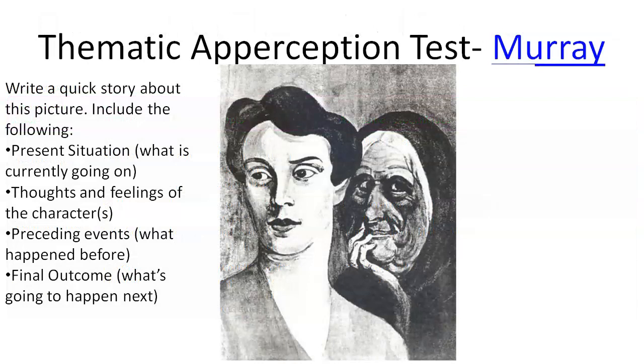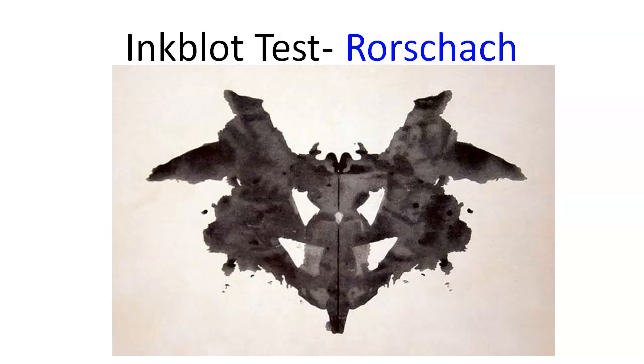And then we talk about different ways that we are testing personality. And so there are 2 examples of projective tests, which you got to do in class. And so what you will need to remember is that the thematic apperception test was done by Murray. And then when we talk about the Inkblot tests, they were done by Rorschach.